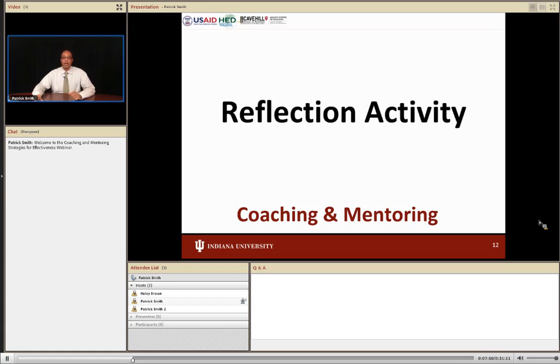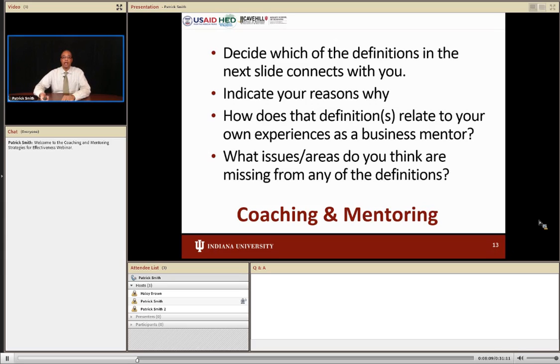So what we're going to do now is skip ahead a couple of slides. We're going to have a reflection activity. If you're observing this in its recorded format, you may just want to pause for a second and take a look at the reflection activity that we're going to embark upon. I'm just going to skip ahead a couple of slides here.